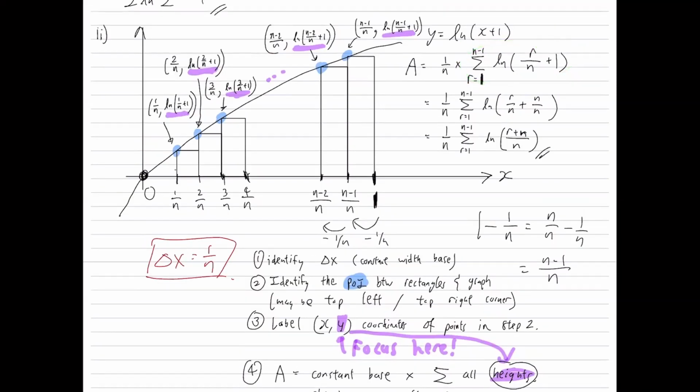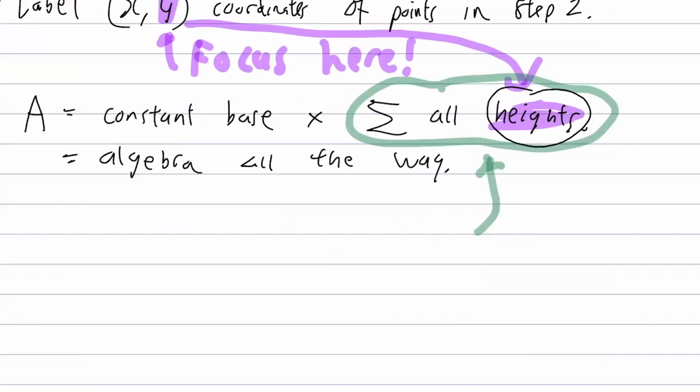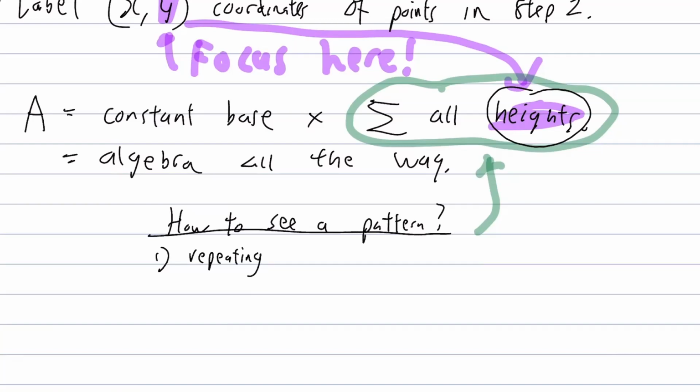Okay. How to form the pattern? Okay, maybe this one I need to elaborate. This is really a summation and sequences topic already. It's not really relevant, but I'll just talk about it. So how do you see a pattern? The first thing you should look out for is repeating constants.